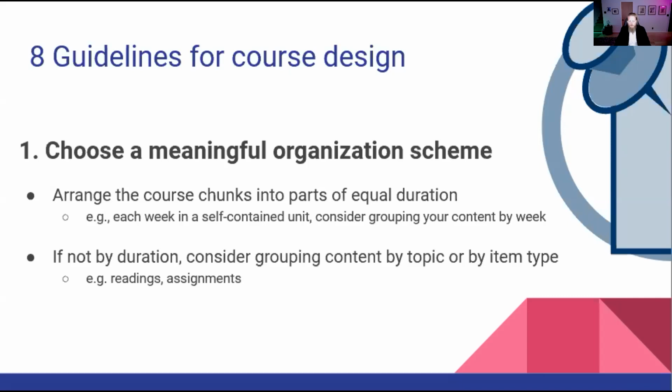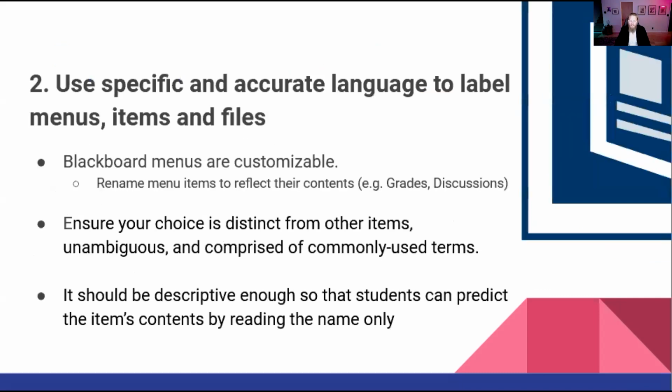I can tell you, if you're just starting out, breaking it down by week seems to be one of the easier ways to approach it. Second, you want to use very specific and accurate language to label those menu items and files. We find a lot of the time that students will be going to a particular resource, and if it's not adequately labeled, there's no reason they should click it, and they don't click it. So we're saying give it a very good name, and also give some context as to what they might be clicking and why they should be clicking that.